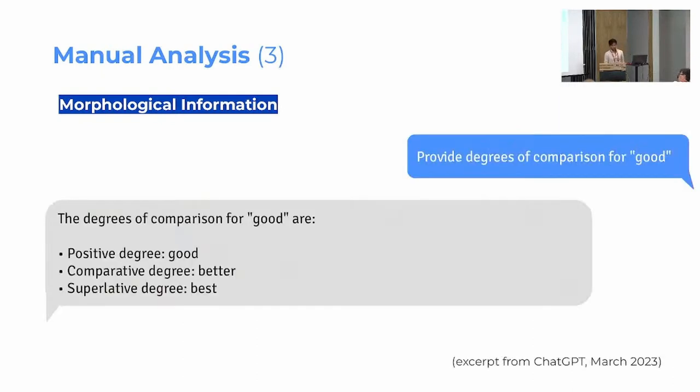But the information or the data that we got from ChatGPT is, I would say, doubtful, and sometimes it confuses the learner. For example, here I asked it to provide degrees of comparison for "good", and ChatGPT provided positive degree, good, comparative, better, and superlative, best.